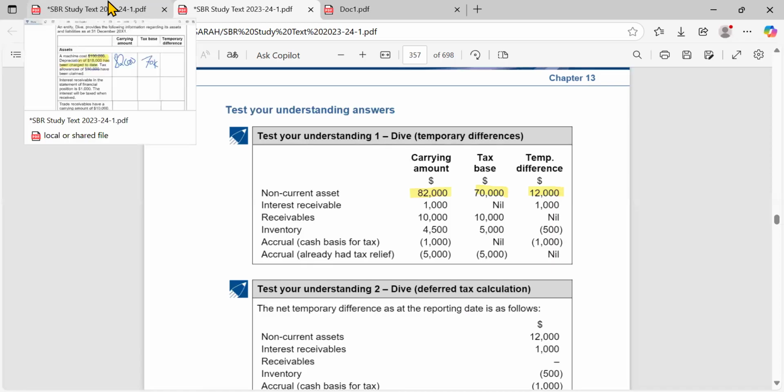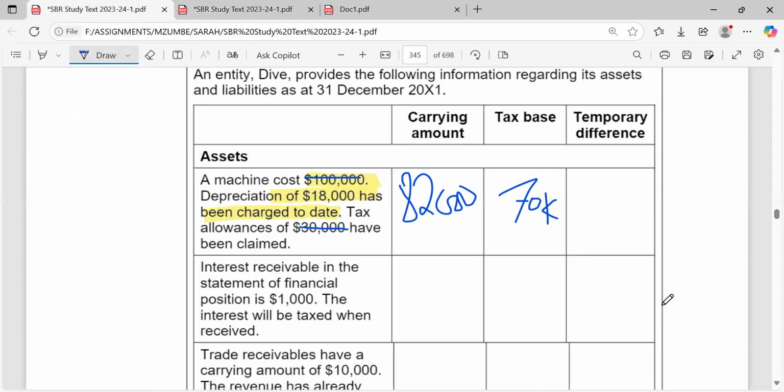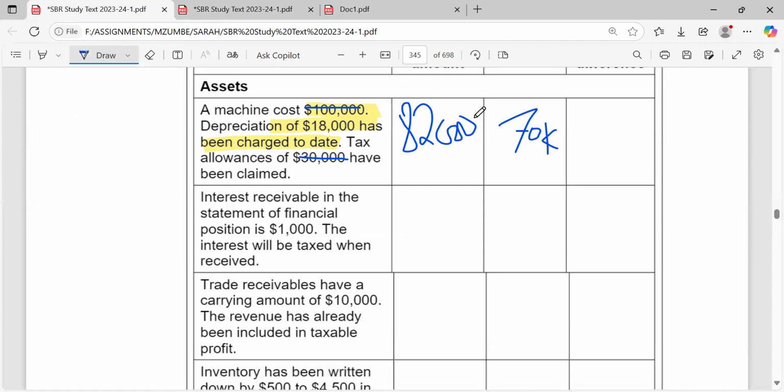Okay, let's go to the second part here. And we are told that interest. So we should have 12,000, like I have said, right? Okay. And when we come here, we say interest receivable in the statement of financial position is 1,000. Maybe I've invested somewhere in bonds, let's say, and so we have earned the income of 1,000, but we are yet to receive it, right? So we have it as interest receivable. Let's say maybe in the current assets, of course, let's say we just have that one, and then the interest will be taxed when received. You see the problem now.